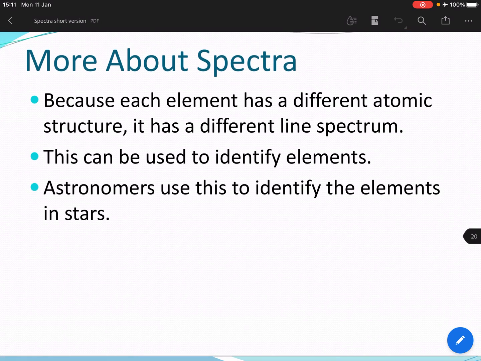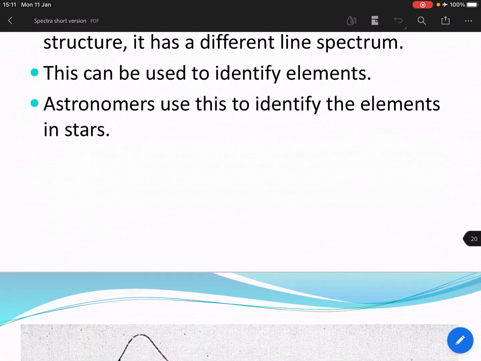And as they're dropping back down and they're emitting light, every time they emit light, or emit a photon, that provides a line on the emission spectrum. So the number of lines shown on the emission spectrum will depend on what element it is, and the bigger the element is, the more lines there are going to be.